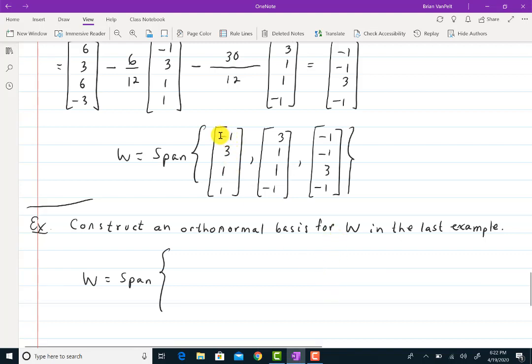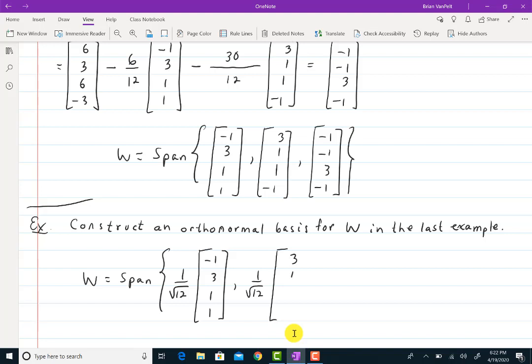I know that the length of this vector was the square root of 12. I've done it a few times already, so I have 1 over the square root of 12 times negative 1, 3, 1, 1. So now it has length 1. The next one: notice they're all the square root of 12 because you have 1, 3, and two 1s. It doesn't matter if they're negative or positive. When you square them, that'll go away. So it's going to be 1 over the square root of 12 times 3, 1, 1, negative 1. And then 1 over the square root of 12 times negative 1, negative 1, 3, negative 1.